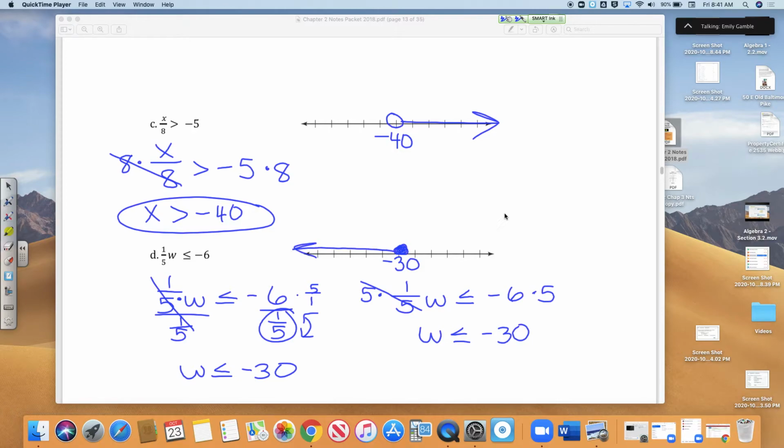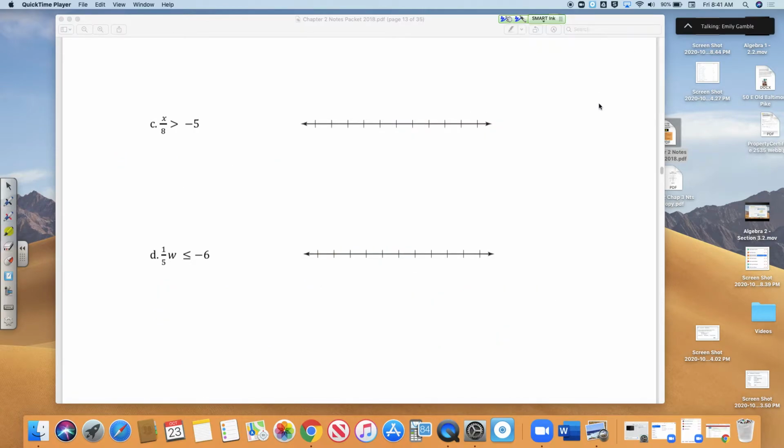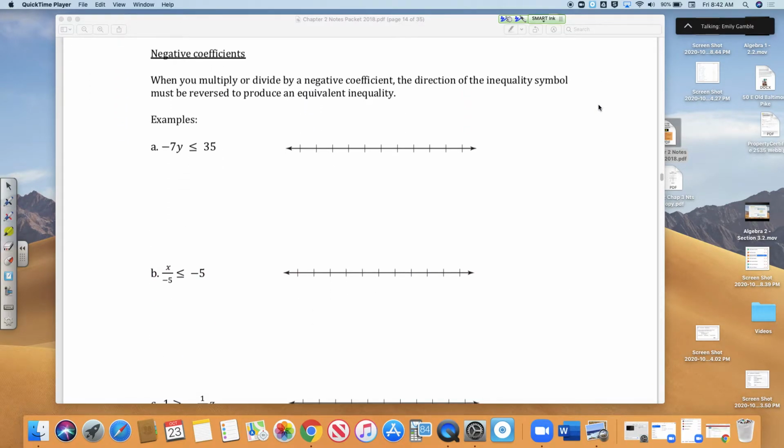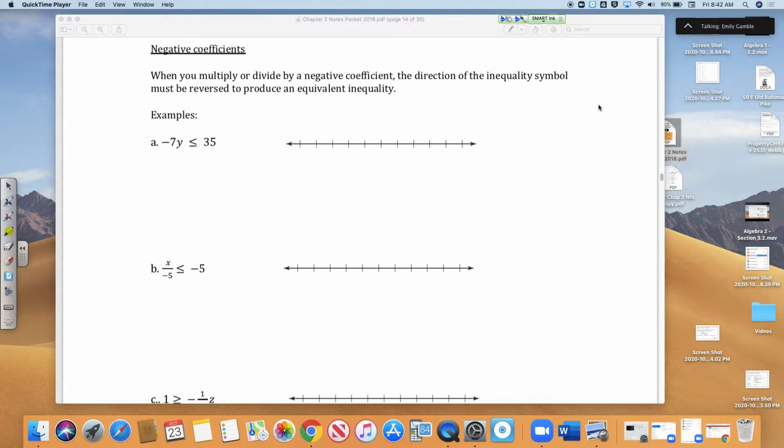So all 4 of these problems had positive coefficients. That means that when we solved all 4 of these problems, we divided or multiplied by a positive number. However, every time we divide or multiply by a negative number, something happens with inequalities. So all 4 of these examples have negative numbers we'll be dividing by.